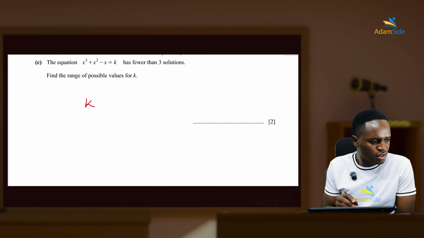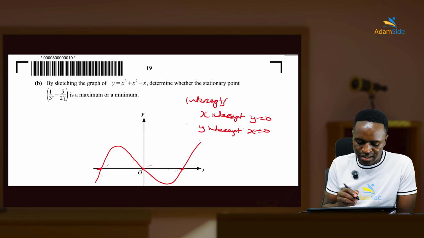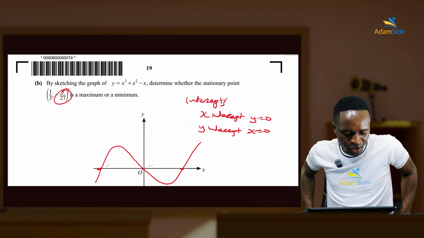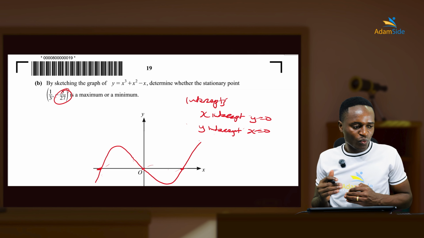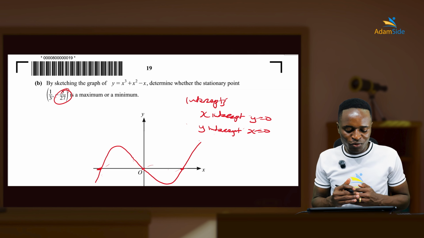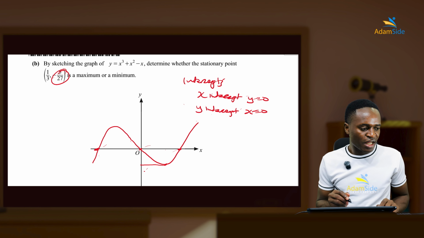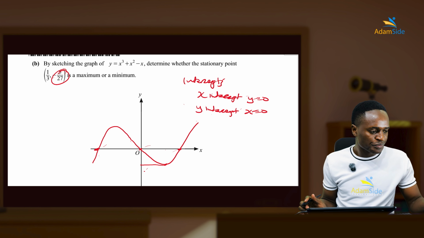k is greater than or equal to negative 5 over 27. So the range is this one, negative 5 over 27. That's our minimum value of y. We cannot pass that. Where the limit is, you can see the limit is here. So we assume that this is what they say, negative 5 over 27.